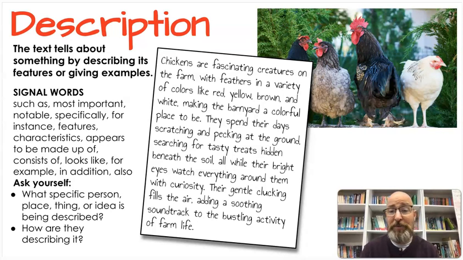So if you're reading a descriptive text or a description text, you're going to look for certain signal words. These are the clues that let you know it's a descriptive text. You might see words like such as, most important, notable, specifically, for instance, features, characteristics, appears to be made of, consist of, looks like, for example, in addition, also. Those are all words they might use to describe something. When you're reading a descriptive text, ask yourself these questions. What specific person, place, thing, or idea is being described? How are they describing it or telling about it?